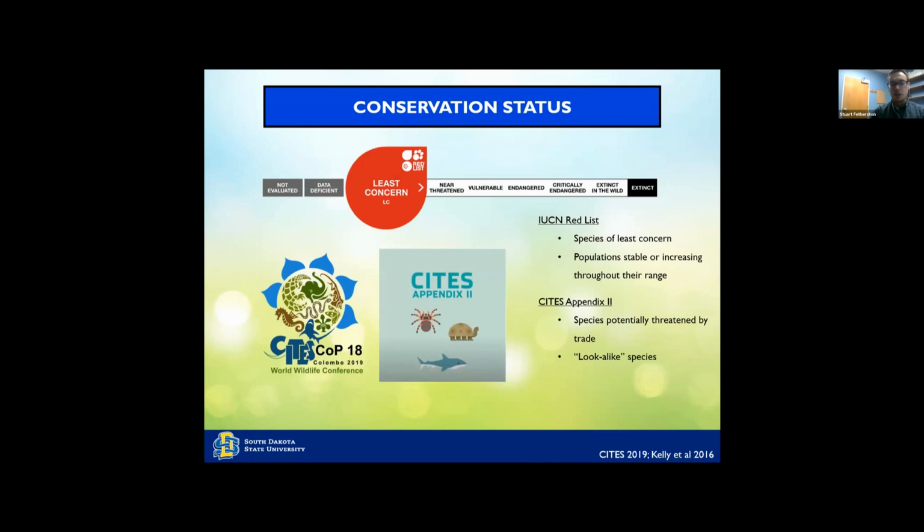Despite this, they're also listed as a CITES Appendix 2 species, which is reserved for those species that could potentially be threatened if trade is unregulated, as well as lookalike species. Because bobcats are the only species of spotted cat in the world that can be legally traded, having stronger protections on them also provides stronger protections for other threatened and endangered cats.